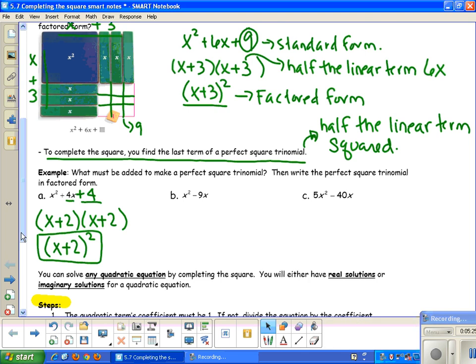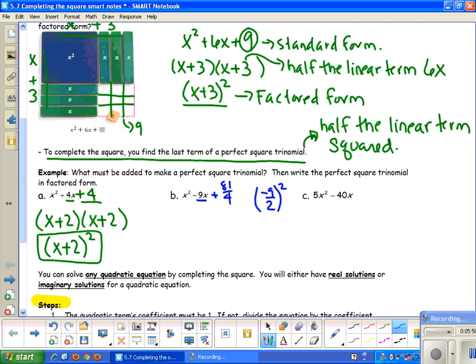So looking at B, again, you take your linear term, which is 9. And in this case, notice it's negative 9. So negative 9 divided by 2 is what I'm going to use. Because this doesn't give me a nice number, I'm going to leave it in fraction form. And remember, it's half your linear term squared. So half of 9 squared, and in this case, this squared right here would be plus 81 over 4. So that's going to be what completes my square.